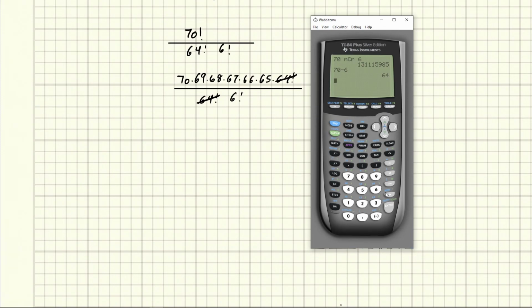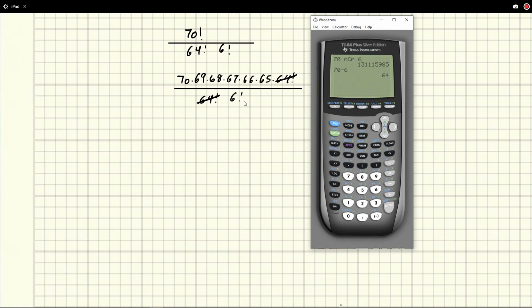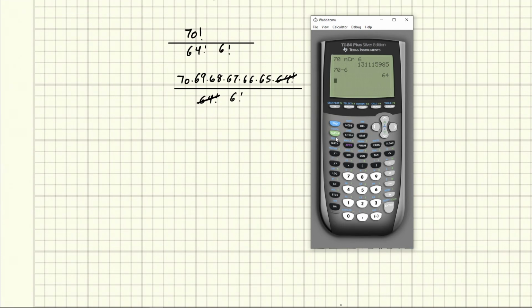Now you can actually simplify the 6 factorial too if you want and do some divisions here. You could write the 6 factorial out and then divide with the things on top. But I'm going to stop here, and I'm going to go to a fraction. So I'm going to hit alpha y equals, type of fraction, put 70 times 69 times 68 times 67 times 66 times 65.